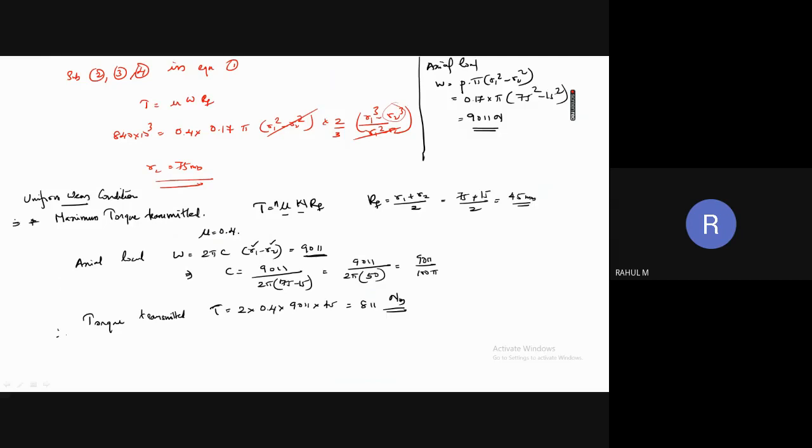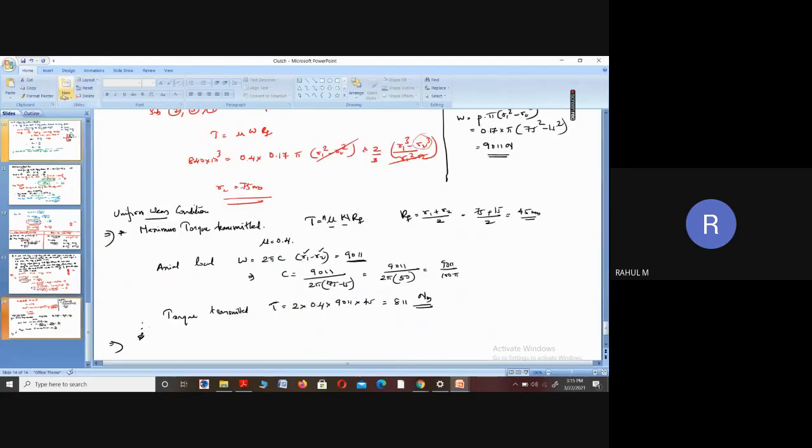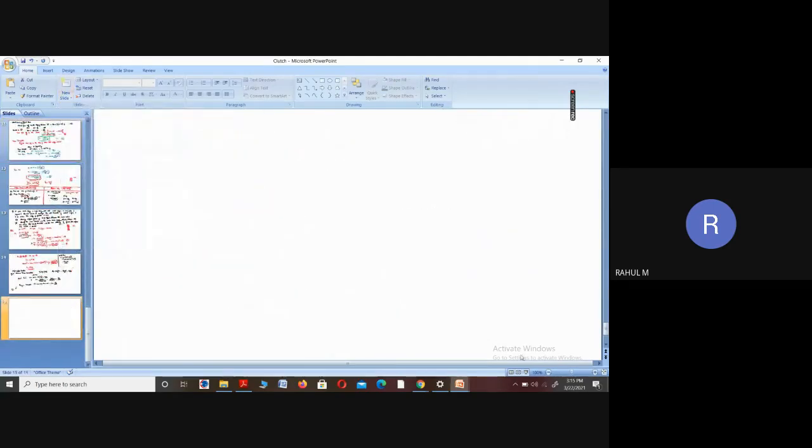Here there are two parts. One is to find the maximum torque transmitted, and the second is to find out the intensity of pressure. So as the next part, we'll find out the intensity of pressure, small p.